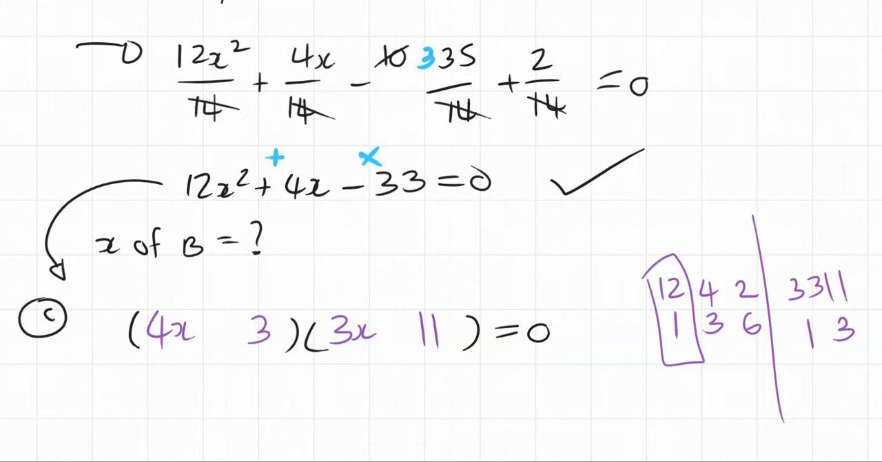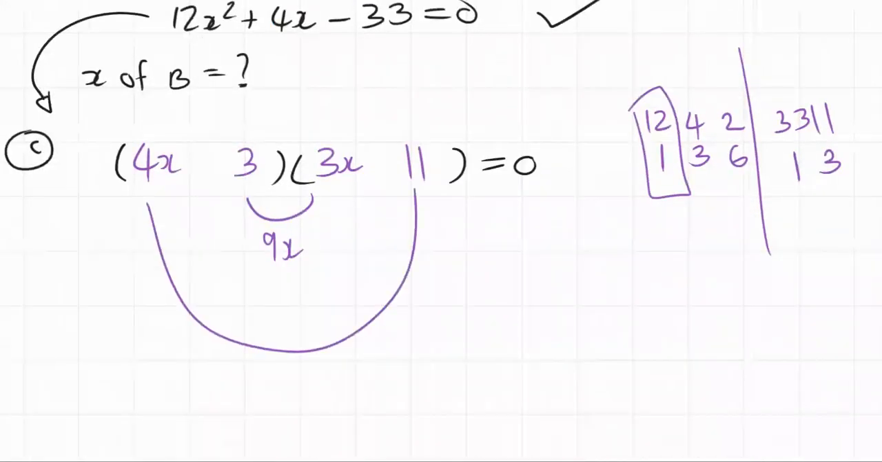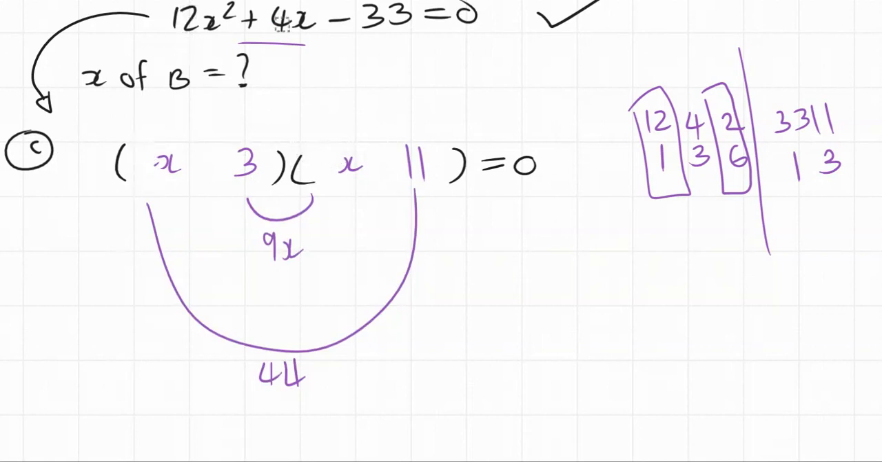So what have I got so far? I've got 9x and I've got 44x, and we want to make plus 4x. So no, that's too big. I'm going to change to 2 and 6. I'm going to use 2 and 6 as our factors of 12.